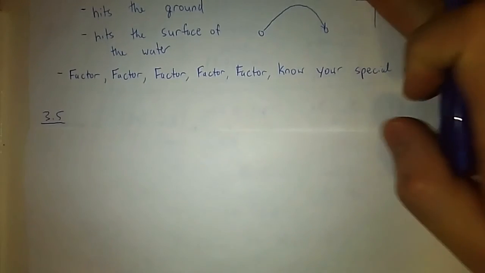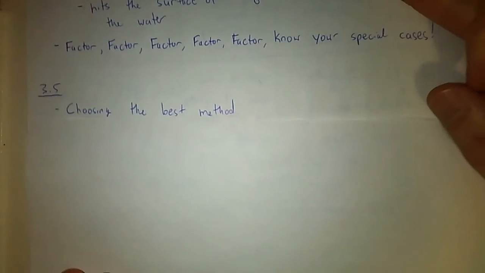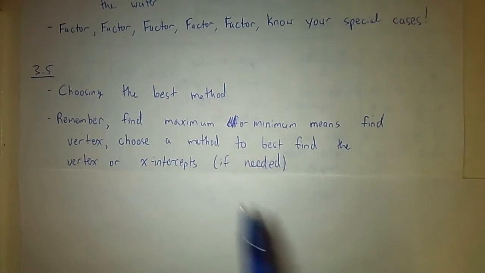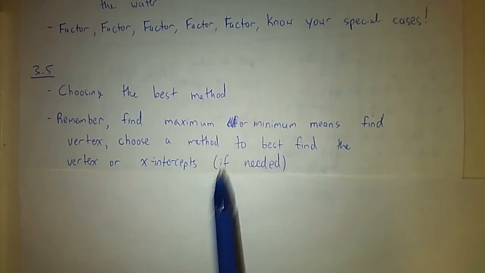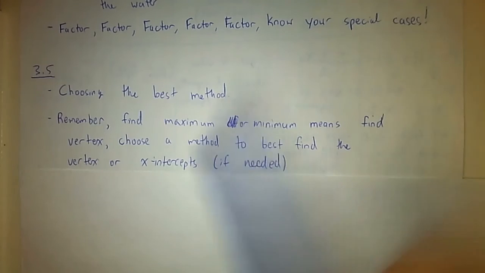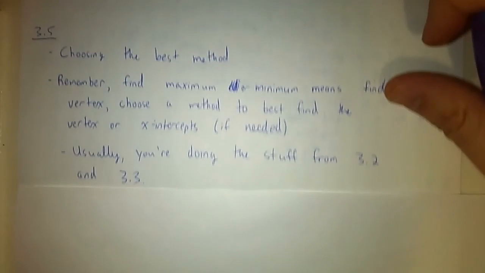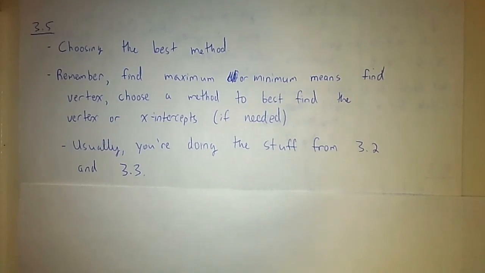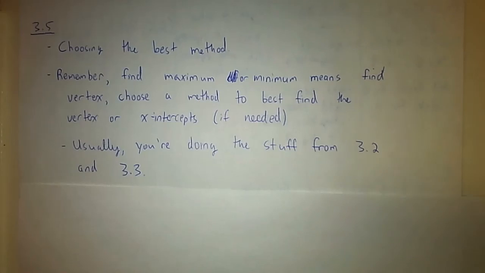And then lastly was 3.5, which was choosing the best method. So remember in the example that we did in class, we had to find the maximum or minimum. Sorry for this error here. We had to find the maximum or minimum, which really means just finding the vertex. So choose a method to best find the vertex or the x-intercepts, because sometimes we've got to find those. And again, we're really just doing the stuff from 3.2 and 3.3. So if you can do those things and apply them correctly, you can do 3.5.